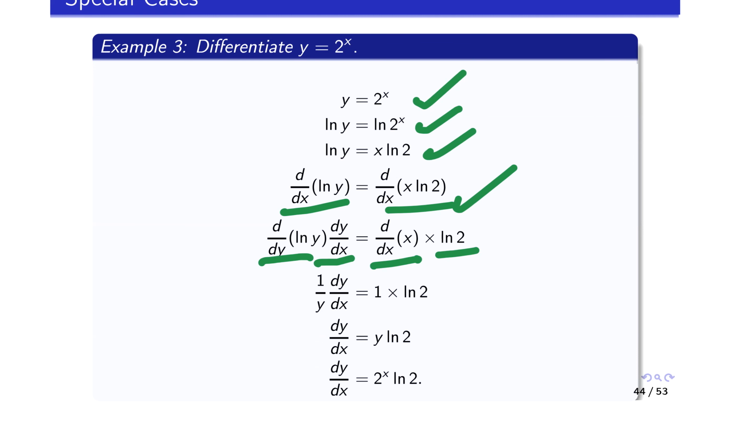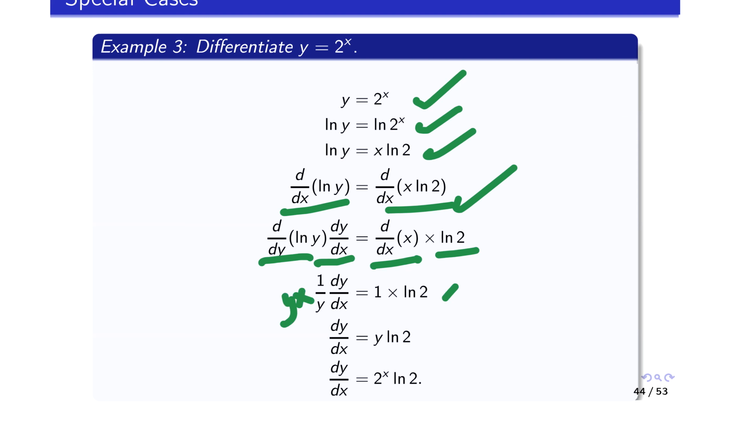So multiply both sides by y. So this cancels out, and you have dy/dx equals y ln 2. And don't forget, y originally is 2 raised to the power x. So to differentiate y equals 2^x, dy/dx will be 2^x ln 2. So that will be the original 2^x times ln of 2, the base. Okay, that's a special case.